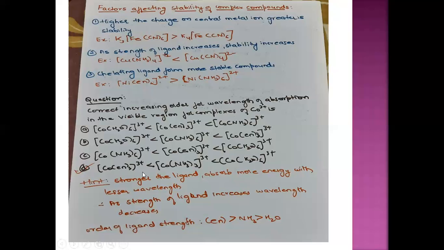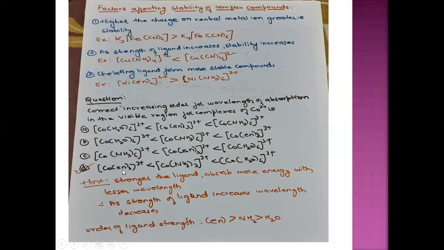So the correct answer is D, that is Co(en)3, the least wavelength absorbing compound. Co(NH3)6 is the next. Next is aqua. If they had asked in terms of energy, B would be the answer because it would be in the order of the strength of the ligand. So this is also one of the questions I found interesting.